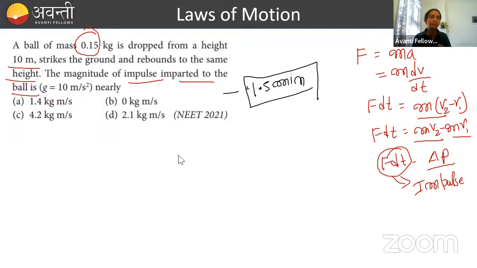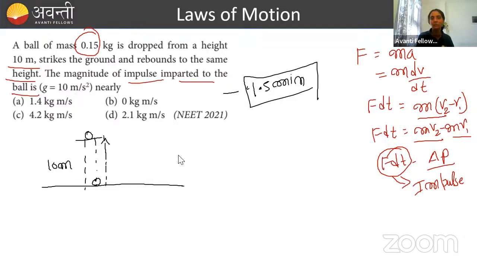So this is your impulse. Now in this question, there is a ball of mass 0.15 kg and it is being dropped from a height of 10 meter. So this is 10 meter का height ले लो. From here the ball is being dropped, done. And after hitting the ground, it rebounds to the same height. So it is coming down like this. It is interacting with the ground, and again after hitting the ground, it is going up to the same height.